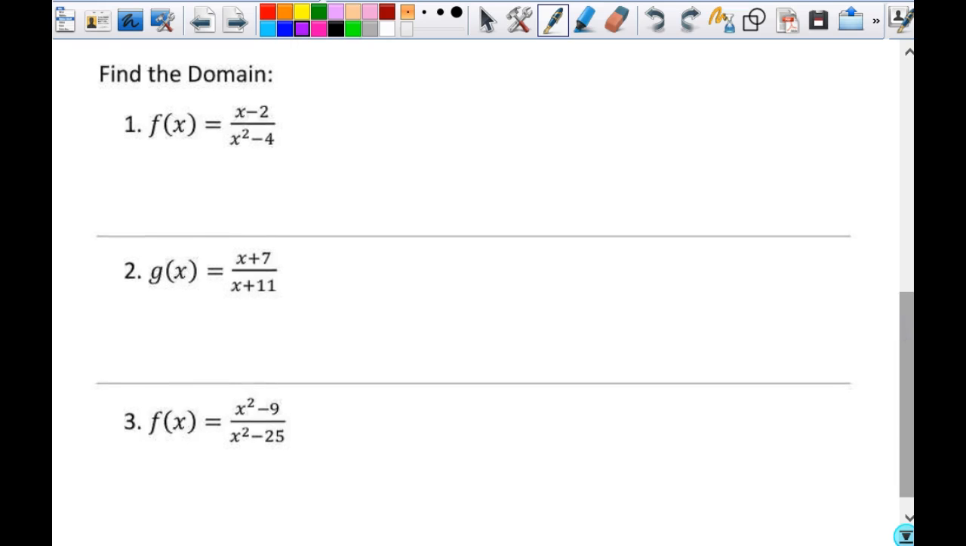Okay, so we're going to find the domain. So we do the domain before we reduce, right? And so we still need to factor to make sure that we can see everything here. So this is x minus 2 over x minus 2 times x plus 2. Okay, so does this have point discontinuity? Yes, it does. Do we really care? Not really. Oh, wait. Oh, that's right. So what is our domain here? Anybody know?